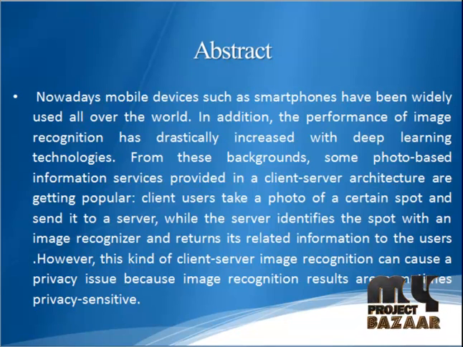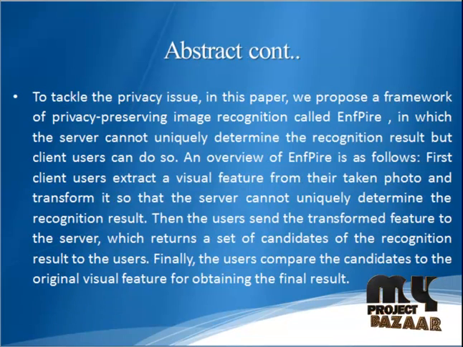Client users take a photo of a certain spot and send it to a server, while the server identifies the spot with an image recognizer and returns its related information to the users. However, this kind of client-server image recognition can cause a privacy issue because image recognition results are sometimes privacy sensitive.